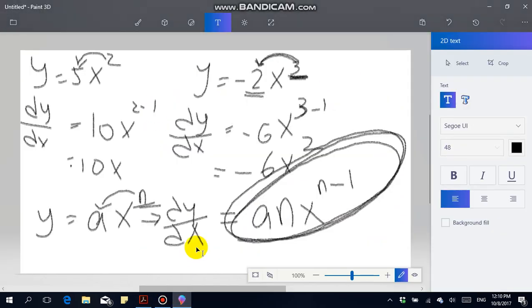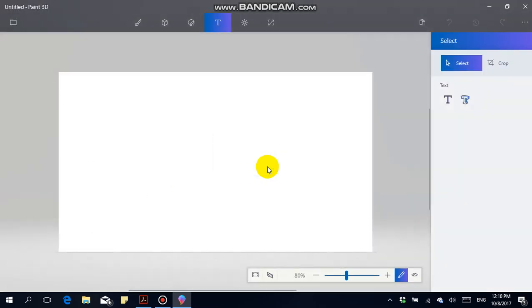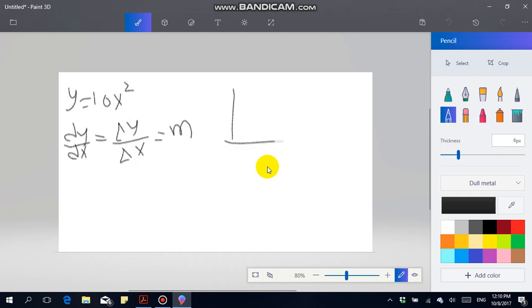So let's go back to this one again, because this is where I left you. Let's say I have y is equal to 10x raised to the power 2. Then dy by dx, which is also defined as the rate of change of y over the rate of change in x, is the same thing as your gradient, which you found by finding your rise over your run. These are all the same things.